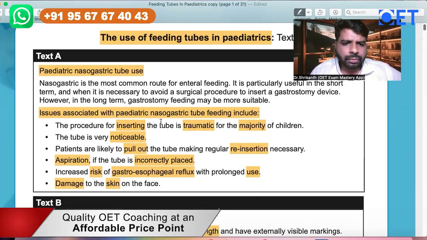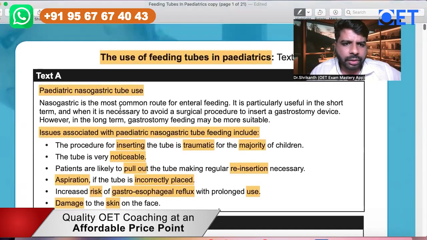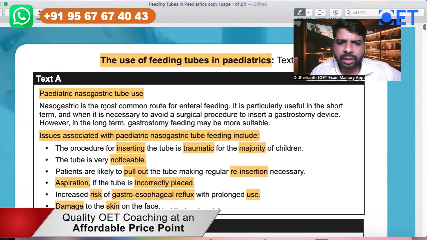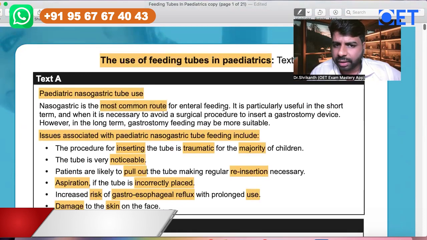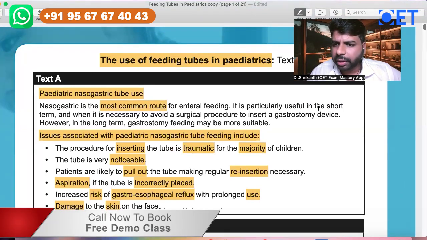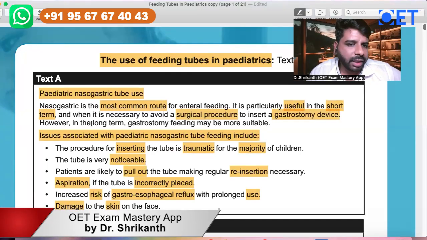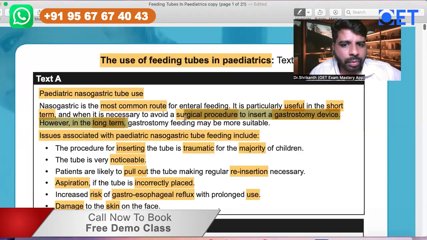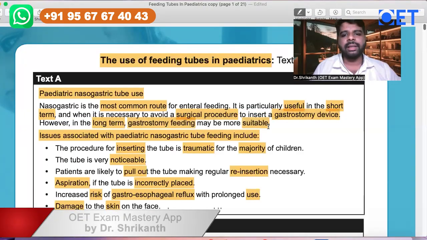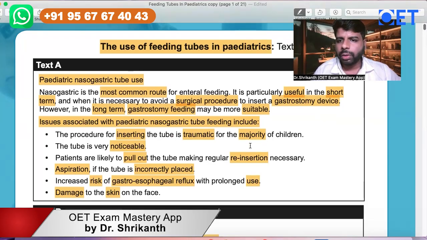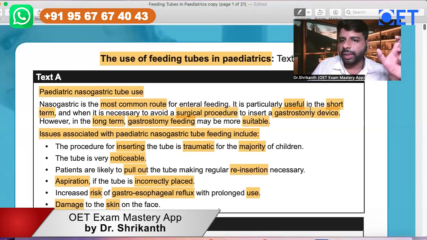Now let's read the first sentence. Nasogastric is the most common route for enteral feeding. It's particularly useful in the short term, and when it is necessary to avoid a surgical procedure to insert a gastrostomy device. However, in the long term, gastrostomy feeding may be more suitable. Now you see, in the very first sentence itself, they have told you that NG tubes are appropriate if used in the short term.